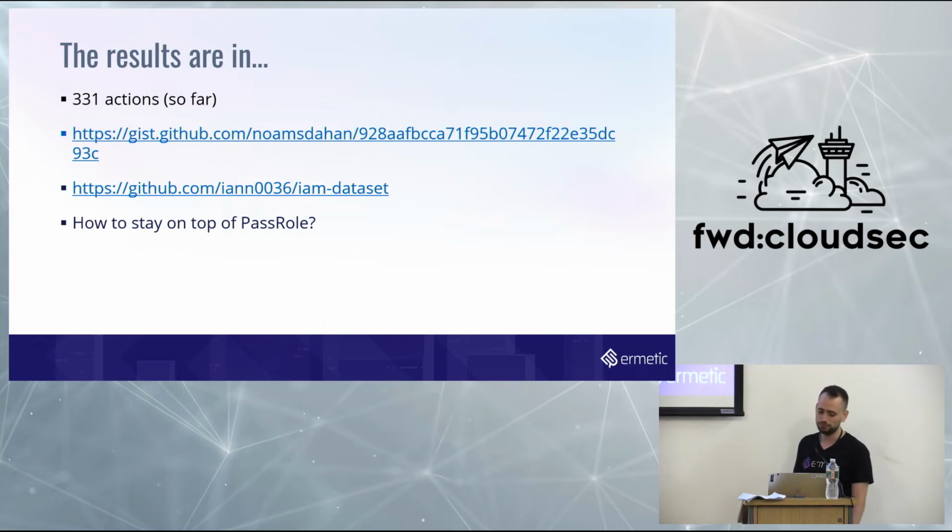331 actions so far. They both exist in a gist that I own, which has this inconvenient hash, but it's a gist on my GitHub, Noam Dahan. And they are upstream to the IAM dataset, which Ian talked about last year, which is the dataset behind permissions.cloud. So if you're using permissions.cloud, then you already have that dataset upstreamed to it.